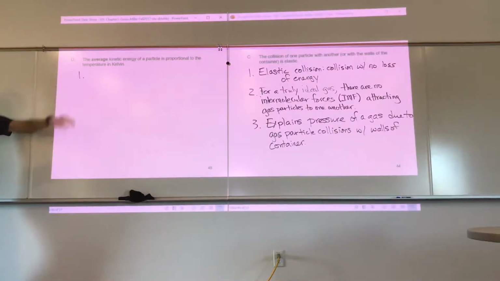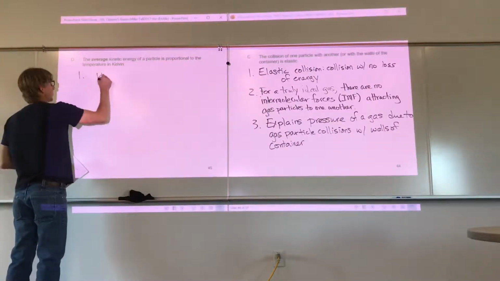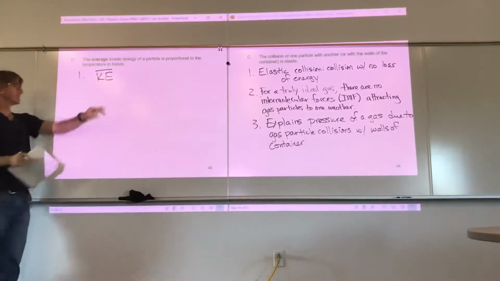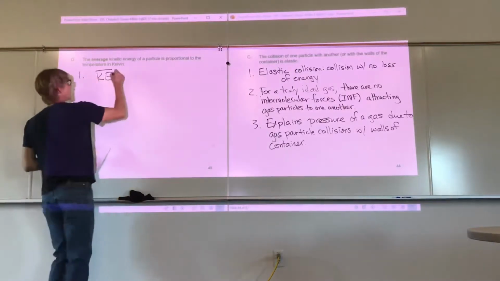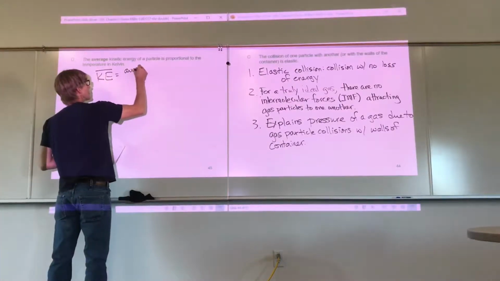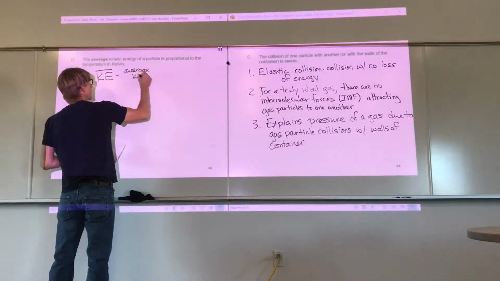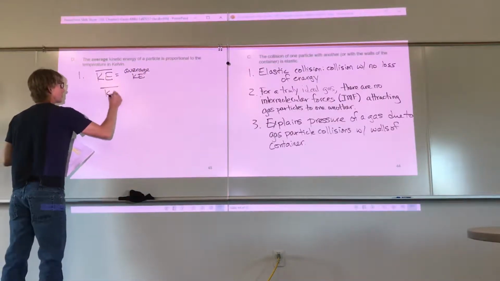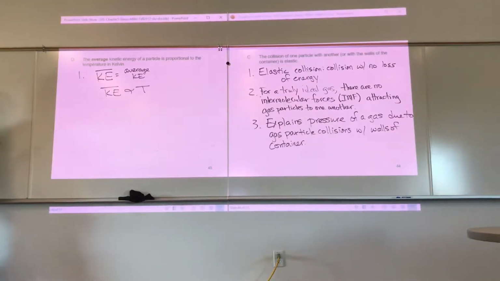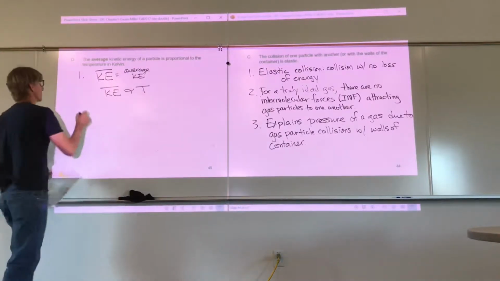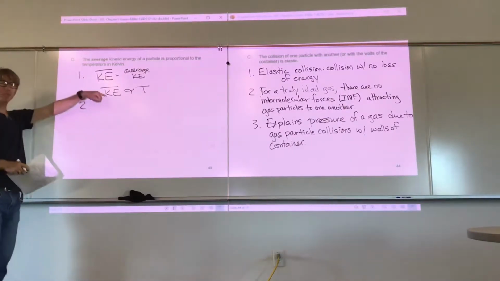And I put this up in lecture before. Now we're going to talk a little bit more about it. I said KE, that's kinetic energy. Bar means average. Average kinetic energy is proportional to temperature. We're going to state that. We're not going to prove that. That is true. It is provable, actually.